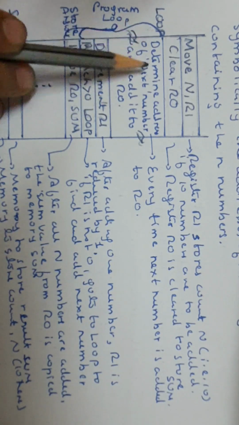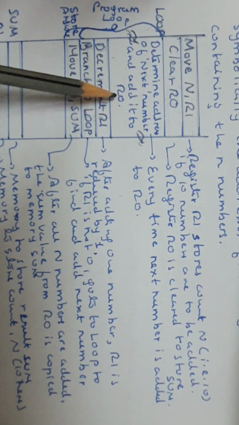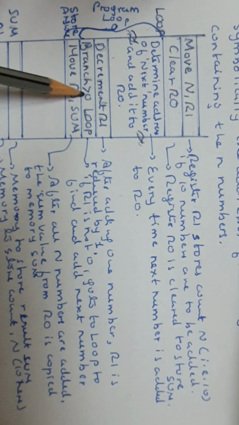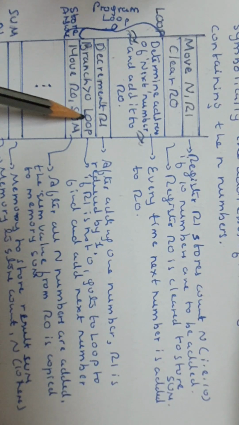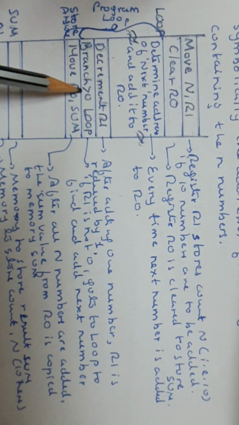Loop from here to here, whatever instructions are there: determine the address of the next number, add to R0, decrement R1. If R1 has not yet become 0, shift the control back to loop. This is repeated 10 times if n is 10.